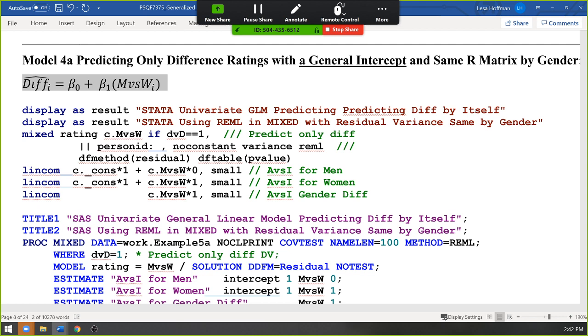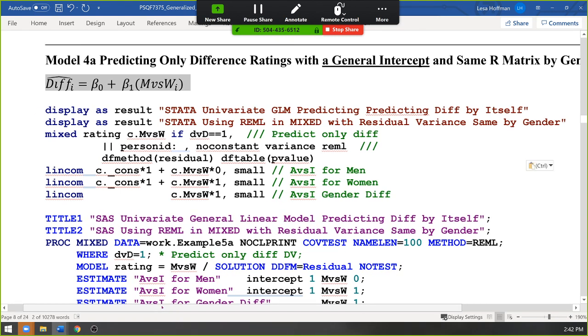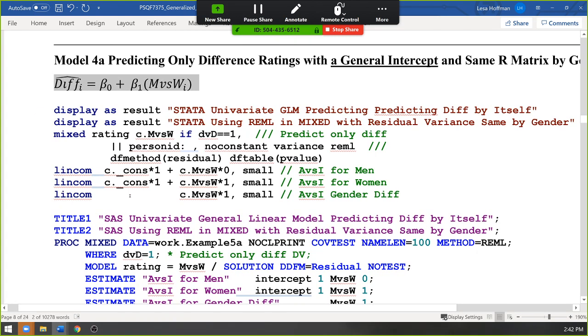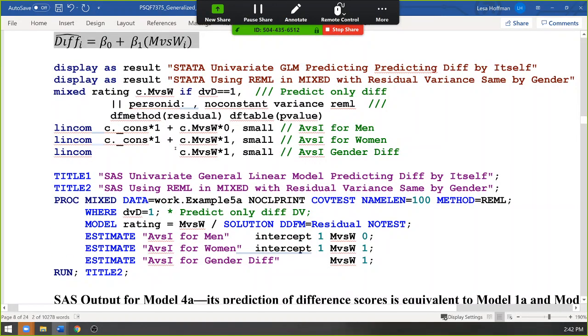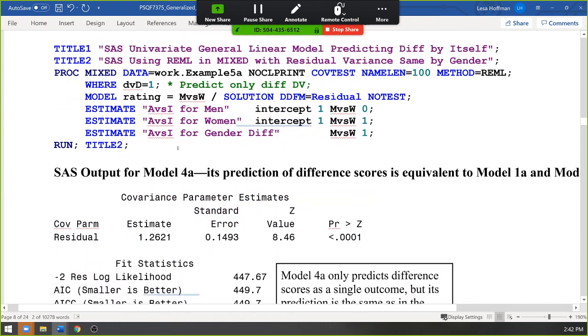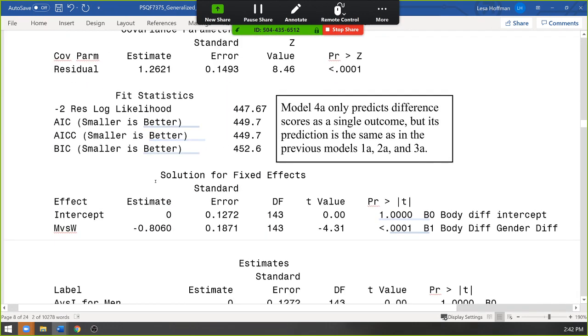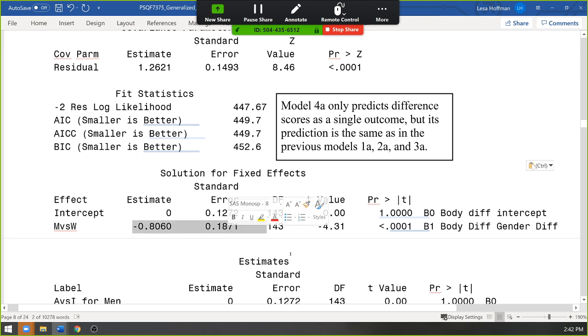So this is a univariate model. The answer that we're looking for, the gender difference, was minus 0.806. It's been the same number this entire time. If I just predict the differences in a univariate model, there it is. Same standard error too. So yeah, there's actually nothing wrong with predicting difference scores.